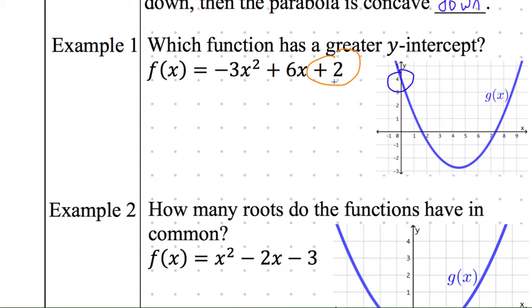All right, and then quiet raised hand. What is the answer? Ellery. Yep, so our answer is g of x, because it's looking for the greater y-intercept. 4 is bigger than 2. So that's why g of x is our answer.